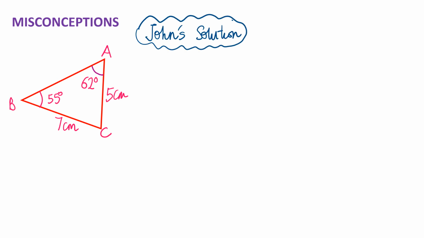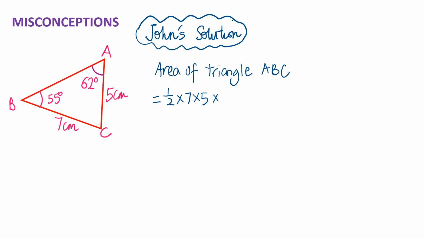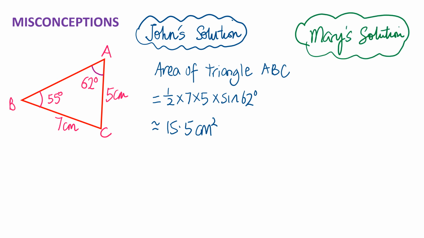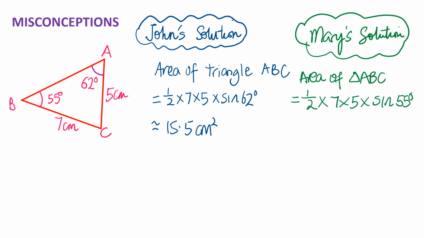John's solution: he applied this method. You take half times 7 times 5 and then times sine 62. And it worked out to be 15.5 cm squared. Let's look at another student solution. Let's call this person Mary. Mary used half times 7 times 5, but in this case she used 55 degrees instead of 62. And the answer worked out to be 14.3 cm squared.